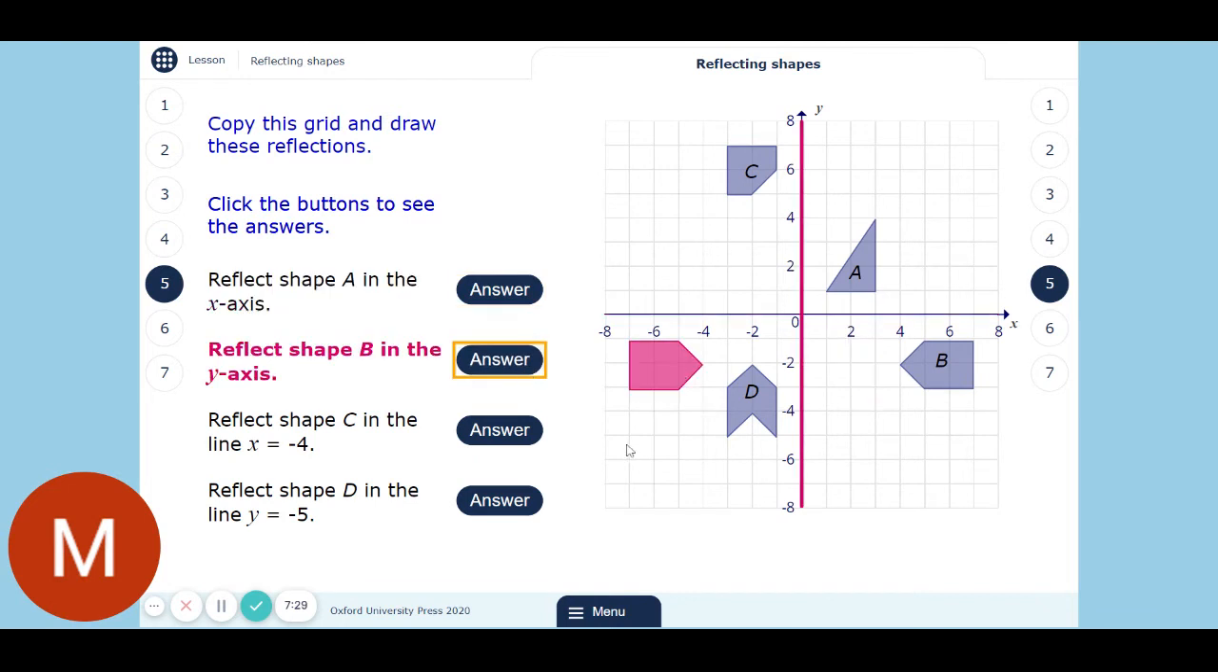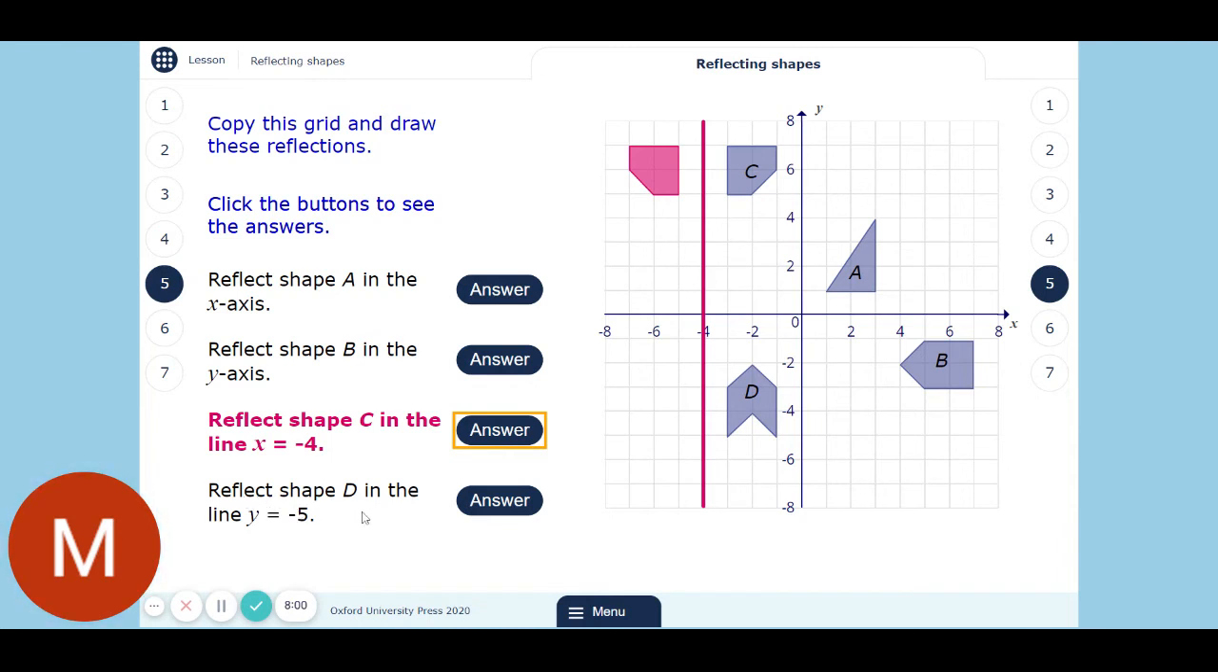And yeah, that's right. Next, reflect the shape C in the line x equals -4. Now, it's always worth actually drawing in your mirror line when you get a question like this, because you get some marks for that sometimes. So shape C in the line x equals -4. So the line going down through the x-axis at -4 is here. Here's your mirror line. So other side of the mirror line, it's going to look like this over here.